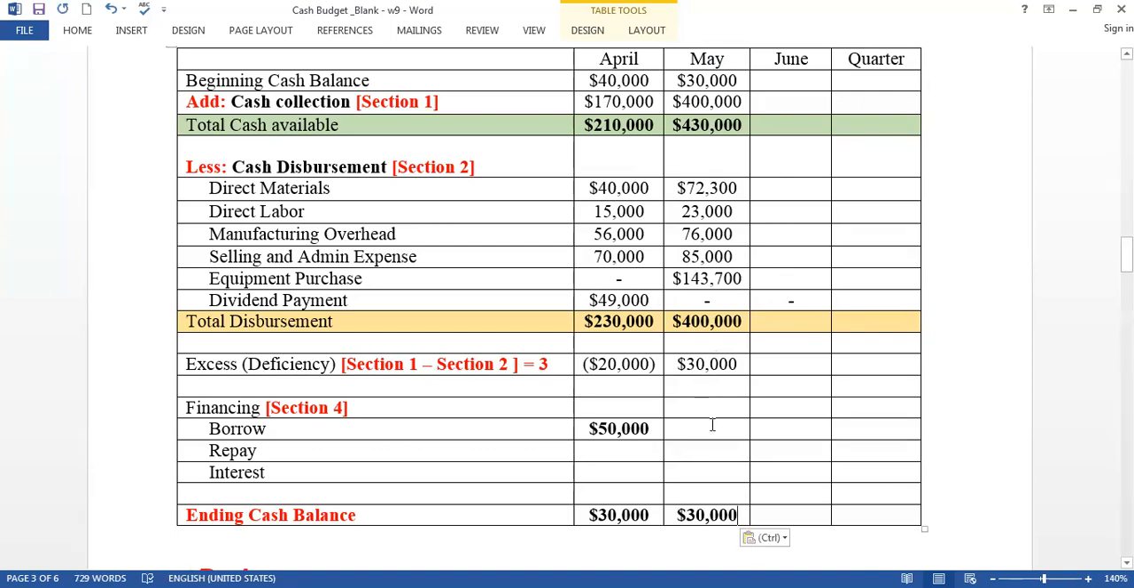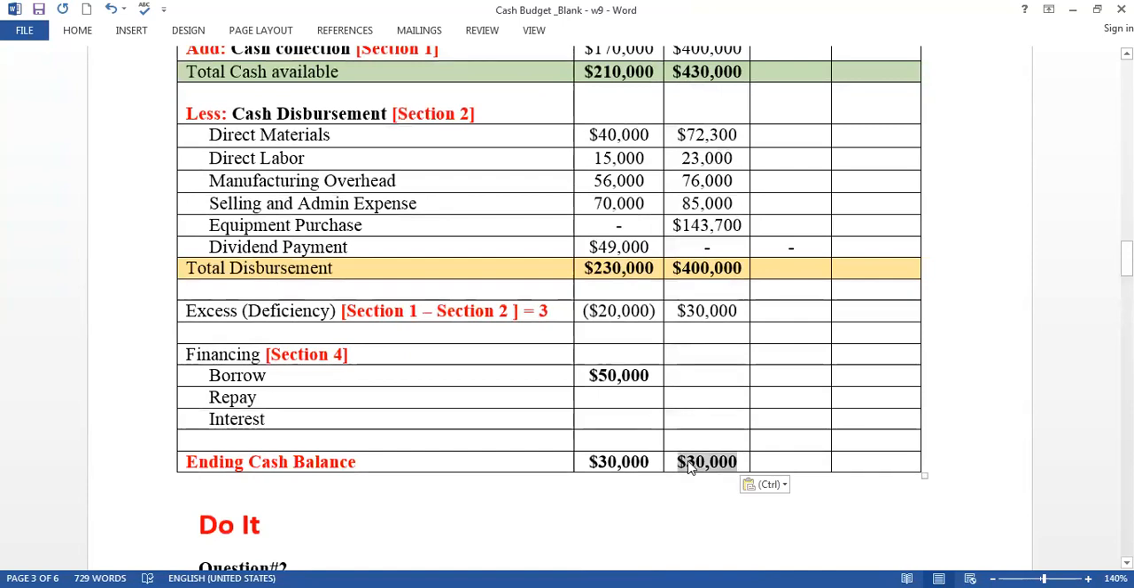So according to this month, May, although we have excess money, we are not able to pay the loan. Why are we not able to pay some loan? Because at least we have to keep this money in hand. This is the planning or the strategy of the manager. So we are not going to pay any loan.